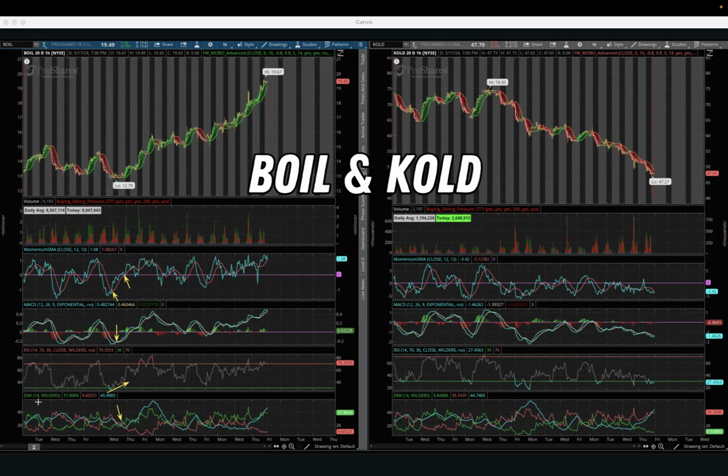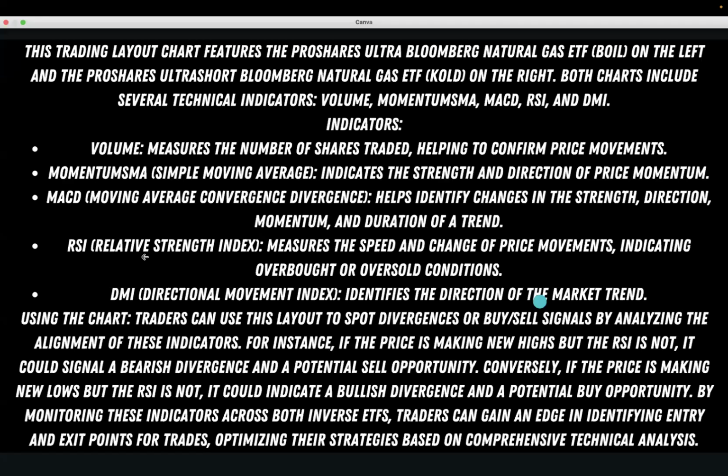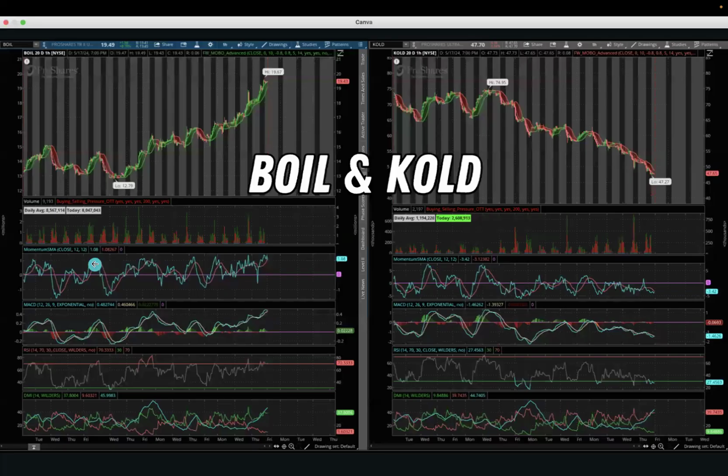That is your DMI. Okay. If you're not familiar with the DMI, we'll go ahead and break that one down next. This is your directional movement index, and it basically identifies the direction of the market trend. The way I have it color coordinated is green is basically going to represent buyers, red is basically going to represent sellers, and the blue is going to be the average.